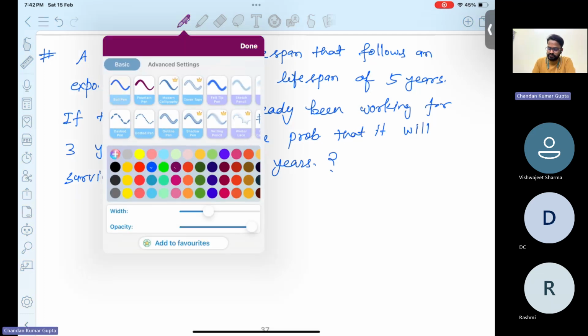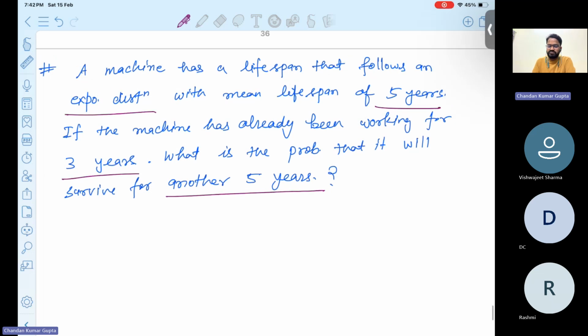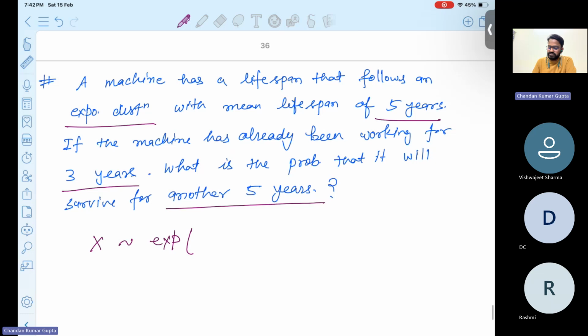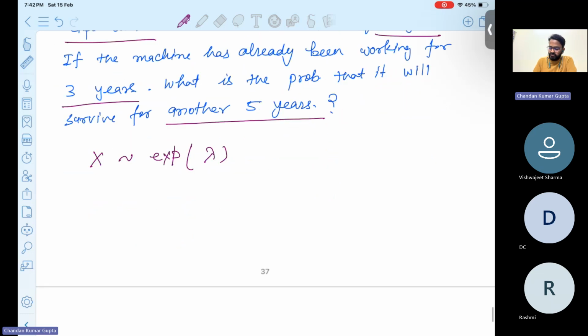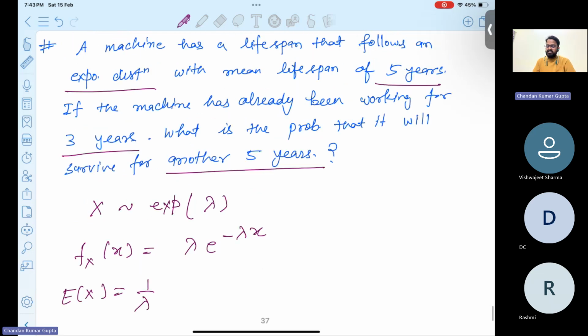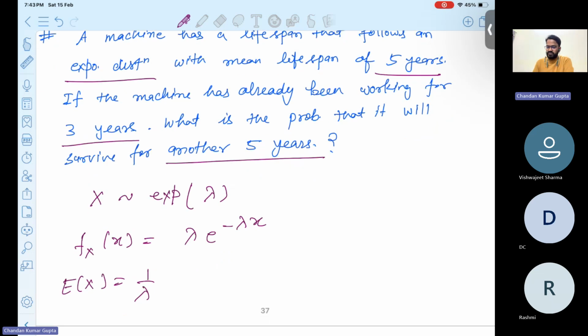Okay, now the question is, it has already completed 3 years and another 5 years, and the mean time is 5 years. These three are the information, and also it follows an exponential distribution. So that means here x follows an exponential distribution. For exponential with parameter lambda, f(x) is lambda e to the power minus lambda x, with expectation of x being 1 by lambda. We are given the mean time is 5, so the value of lambda is 1 by 5.